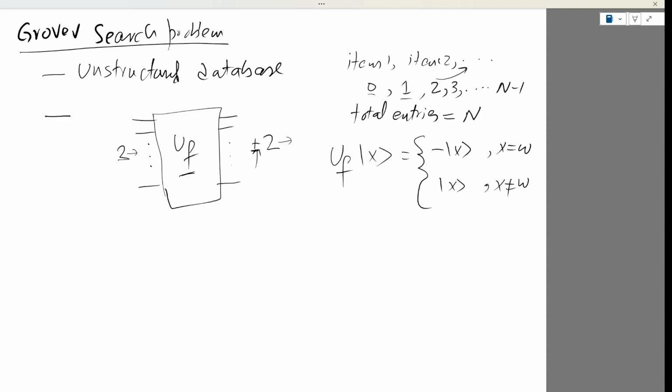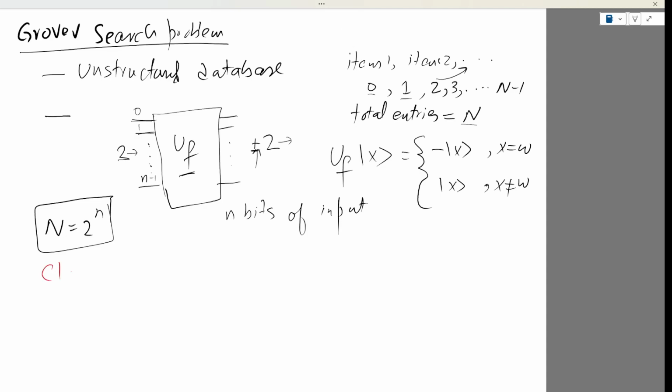And just for ease, let's say there are total of capital N items, such that the number of bits that we need to give this index are small n. So there are n bits of input in binary, and the total number of items is 2 to the power n. Okay, so this is the problem, that we have to find an item in a database, and the database is unstructured. So let's see what its classical solution is.